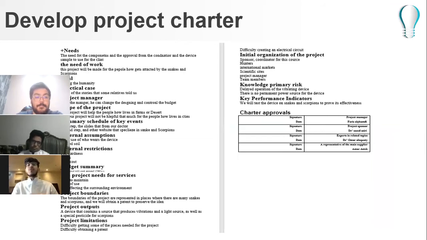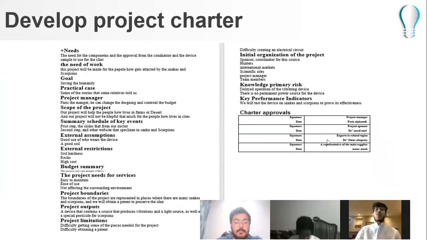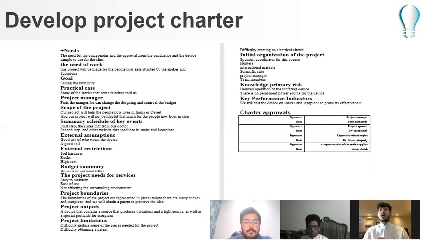This is the development of the project charter. We do this first in a Word document. We do it about the needs and the need of the work, and the goal and the business case. Next.